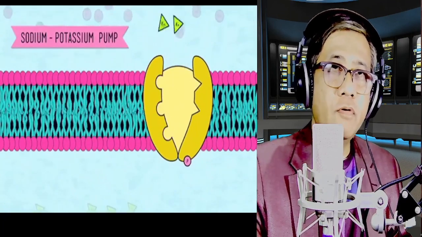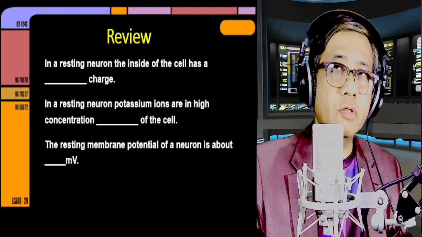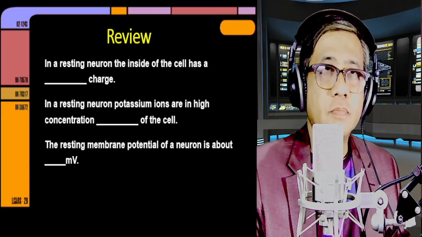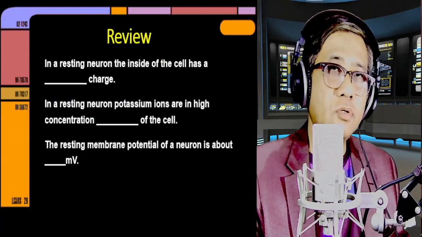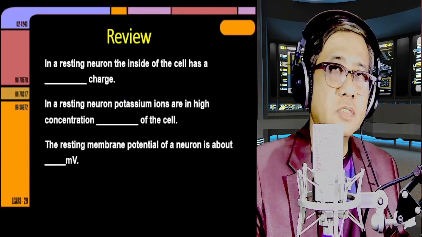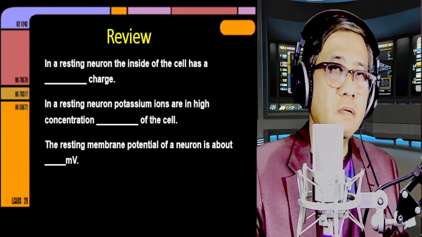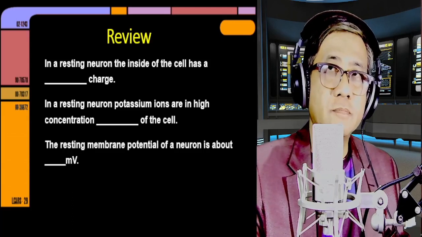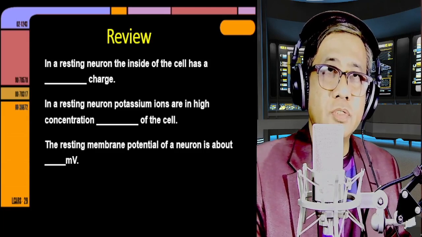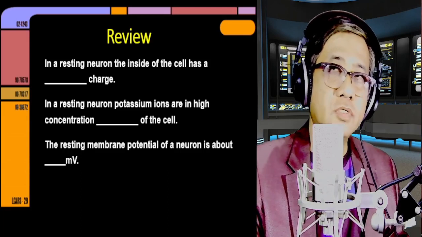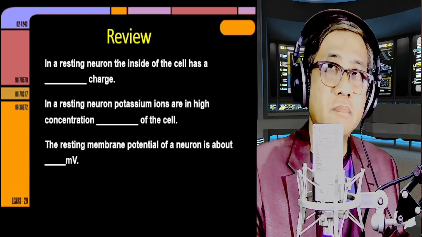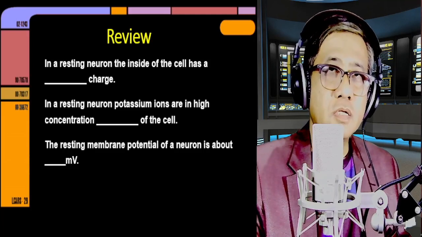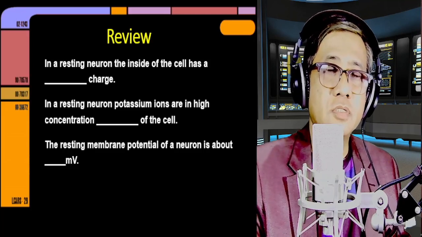Alright, so before we move on, let's have a quick review of what we have learned so far. Let's fill in the following. In a resting neuron, the inside of the cell has a blank charge. So what do you think is the answer? If you think that the answer here is negative, you got it. In a resting neuron, the inside of the cell has a negative charge.